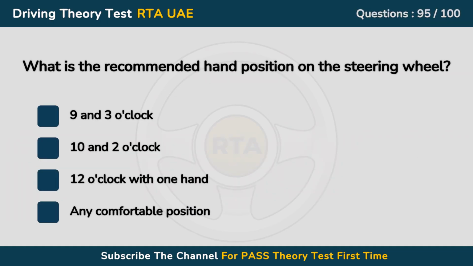Question 95. What is the recommended hand position on the steering wheel? A. 9 and 3 o'clock. B. 10 and 2 o'clock. C. 12 o'clock with one hand. D. Any comfortable position.